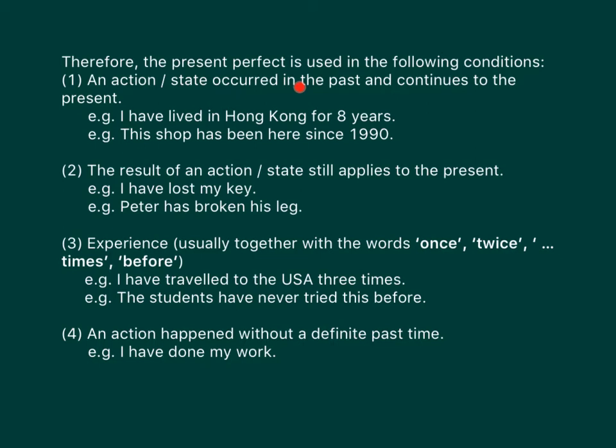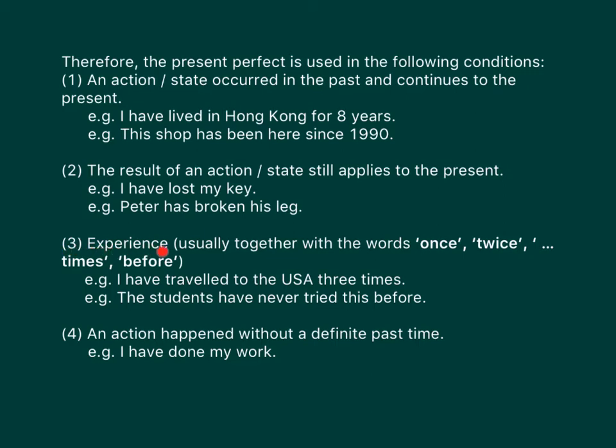1. An action or state that occurred in the past and continues to the present. For example, I have lived in Hong Kong for 8 years. This shop has been here since 1990. Second, the results of an action or state still applies to the present. For example, I have lost my key. Peter has broken his leg.